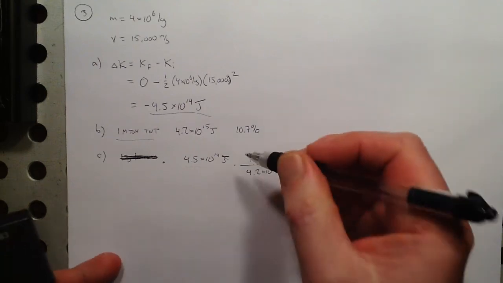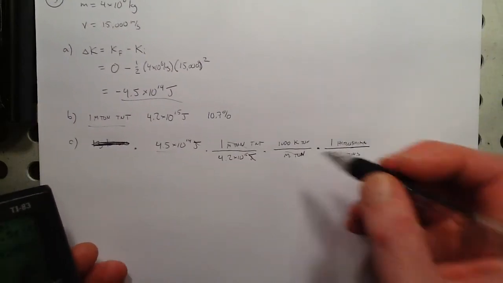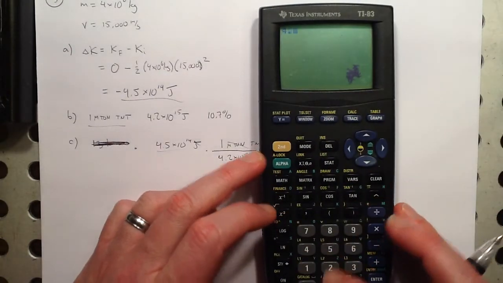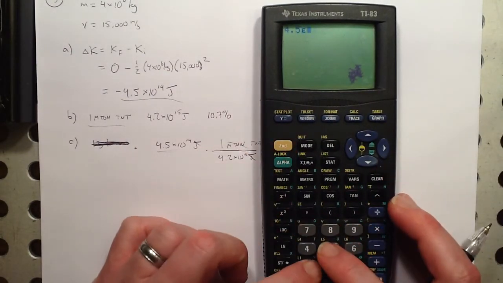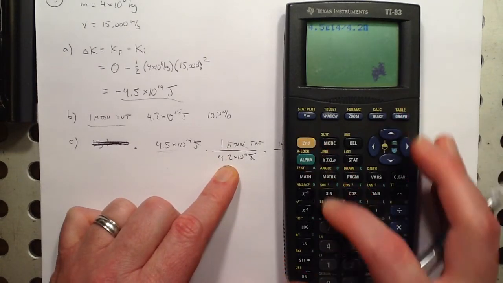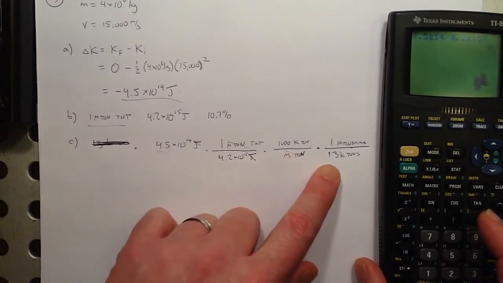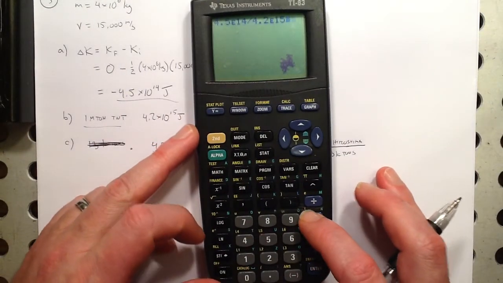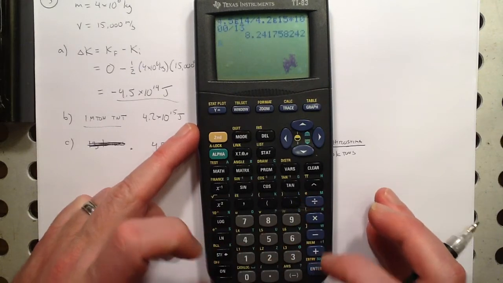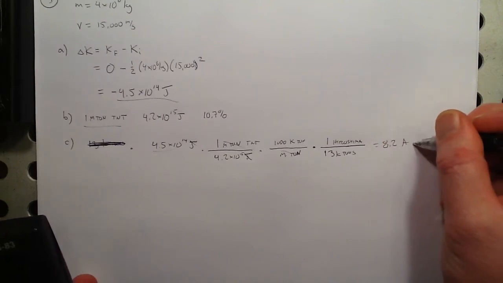So that should convert this many joules into the equivalent of Hiroshima bombs. So let's see. Run that through. Got 4.5 times 10 to the 14th divided by 4.2 times 10 to the 15th, times 1,000, divided by 13. So about 8.2 atomic bombs.